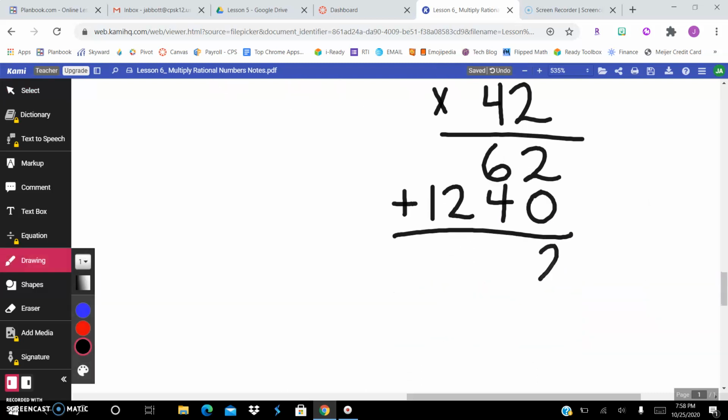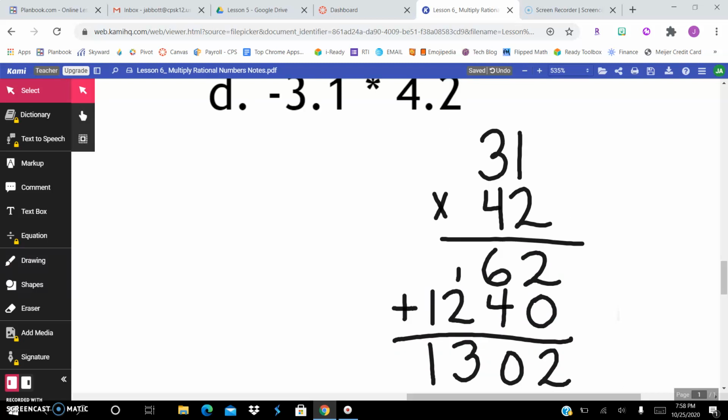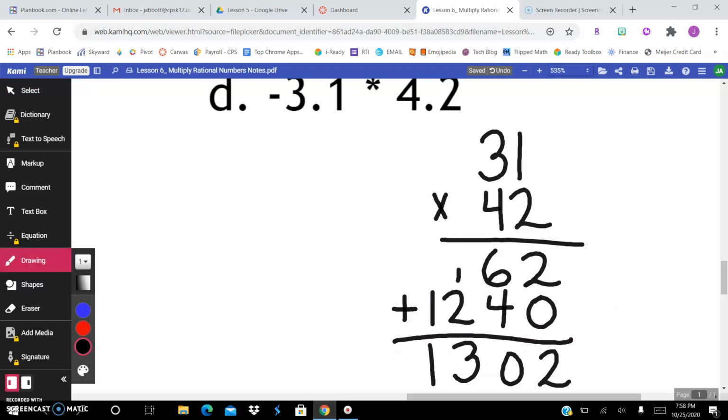2 plus 0 is 2, 6 plus 4 is 10, carry the 1, that would be a 3, and that would be a 1. Now for our decimal, if we go back to our original problem, we have 1 decimal place here and 1 decimal place here, so that's a total of 2 decimal places. So we are going to move from the back of the number back 2 places and put our decimal there. So our answer here is 13.02, and a negative times a positive is going to be a negative.